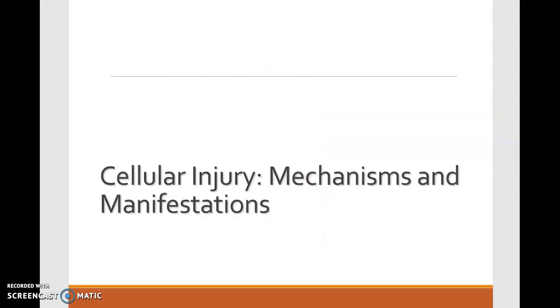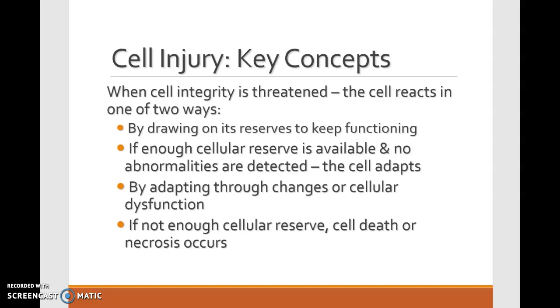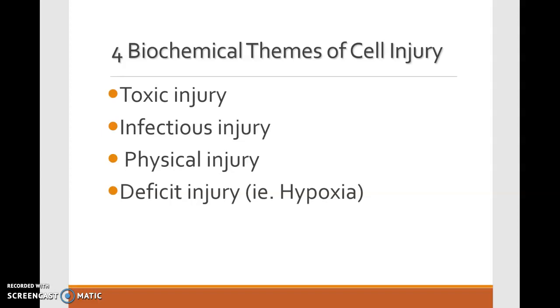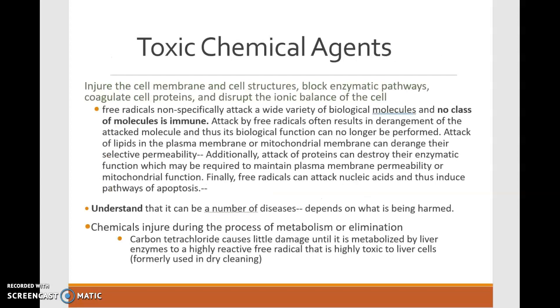We're going to move into cellular injury, just for the sake of time. So there are 4 biochemical themes for cellular injury, and we'll get into that in just a second. But when the cell is threatened, the cell reacts in one of 2 ways, right? It draws on its own reserve to keep functioning, or if it cannot, there's cellular death and necrosis. So we're going to look at toxic injury, infectious injury, physical injury, and then deficit injury. Hypoxia being the number one deficit injury, and the number one injury of cells is that lack of oxygen.